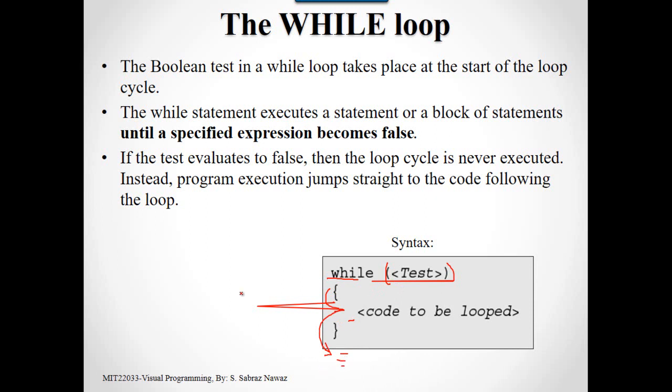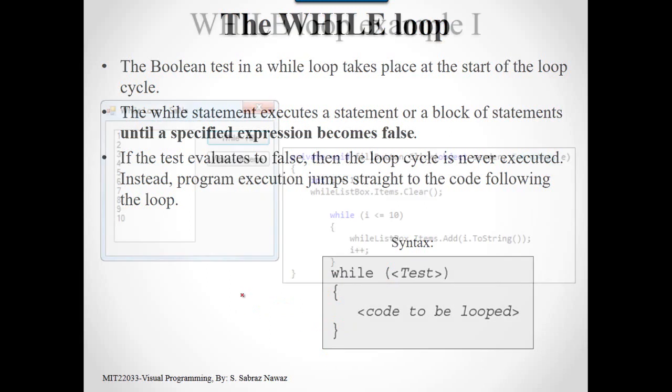This is how the while loop works, and it is called an entry control loop because the condition is tested first at the entry, and then the code will be executed. If the test is false at the beginning, the body of the loop will not be executed. That's why it is called an entry control loop.